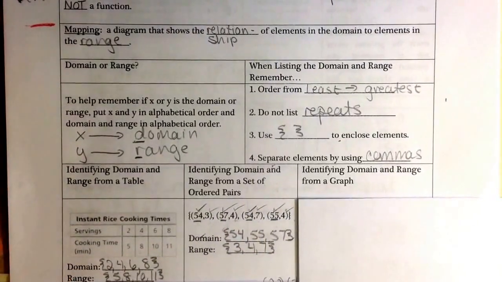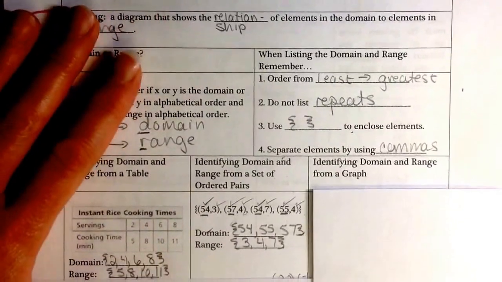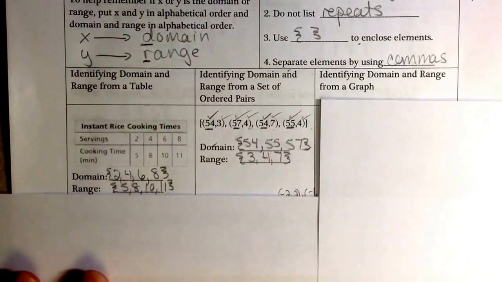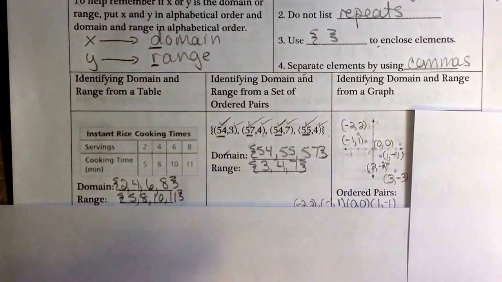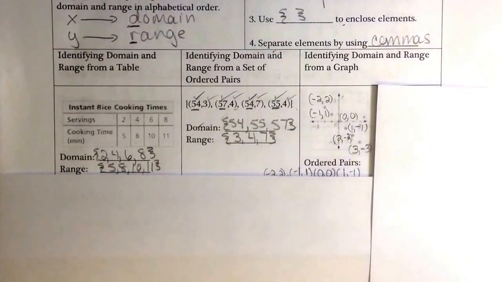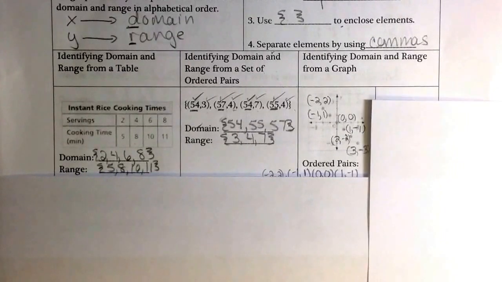All right, let's move on to the graph. Looking at a graph, the ink looks a little light here. It was a colored graph that I inserted, so I wrote the ordered pairs here.